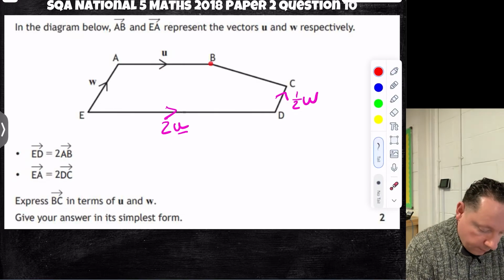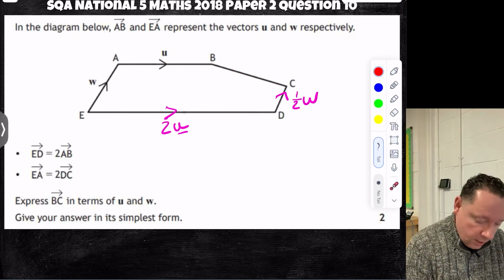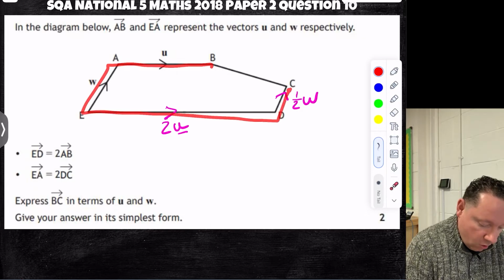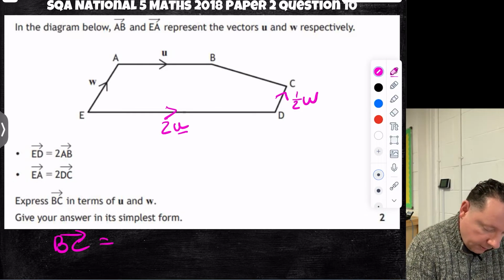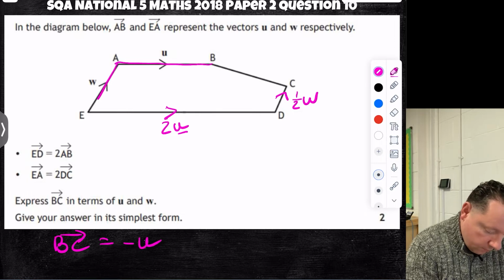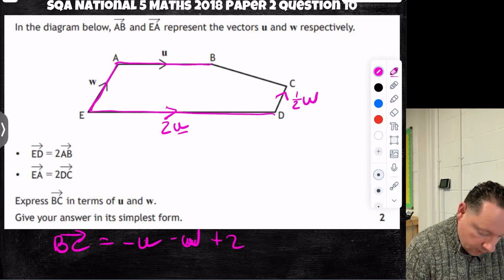So I could go this way, B to C. But I can't actually, I don't know anything about that. But remember, vector routes means you can just go any direction you want. So I'm just going to start at B and go back all the way around and write up everything I've got. So B to C is equal to, starting at B, I need to go this way, that's minus U. Then this way, minus W. Then this way, plus 2U. Then this way, plus a half W.